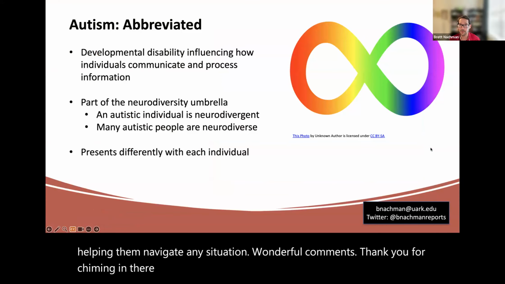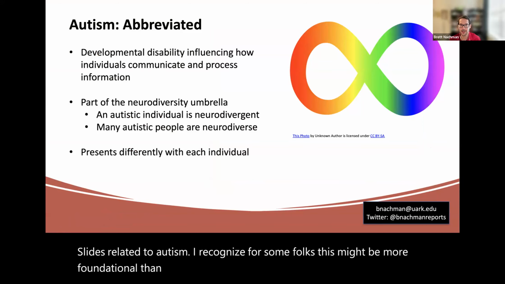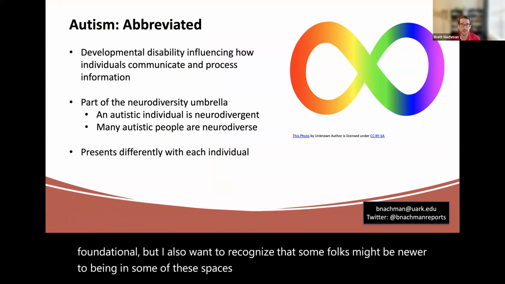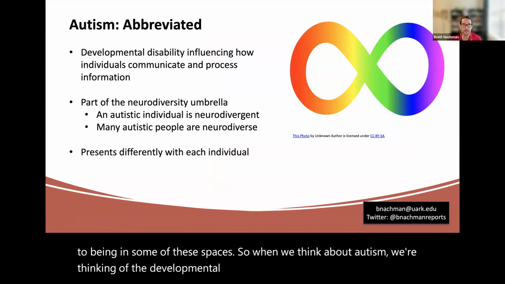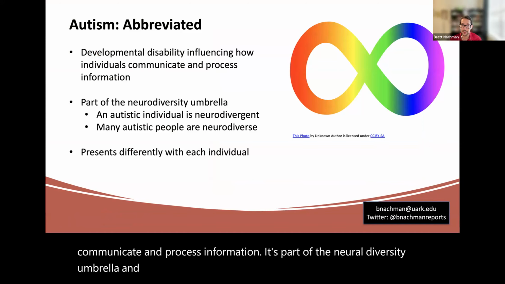I'm going to offer a few slides related to autism. I recognize for some folks this might be more foundational, but I also want to recognize that some folks might be newer to being in some of these spaces. So when we think about autism, we're thinking of a developmental disability that influences how individuals communicate and process information. It's part of the neurodiversity umbrella and presents differently with each individual.